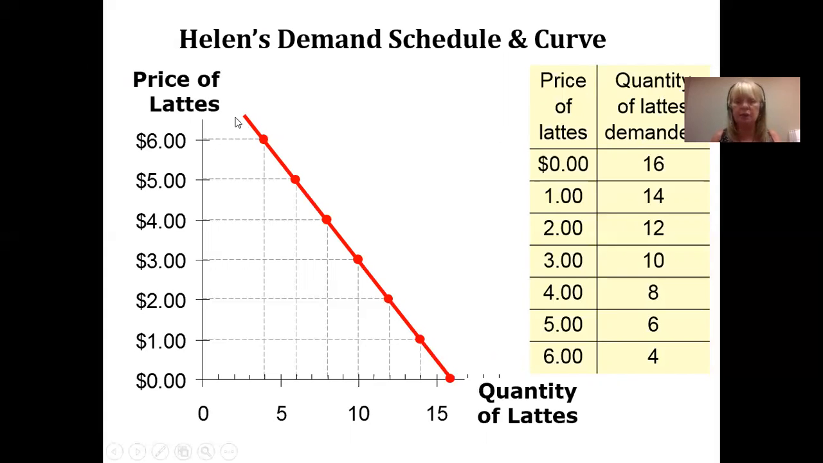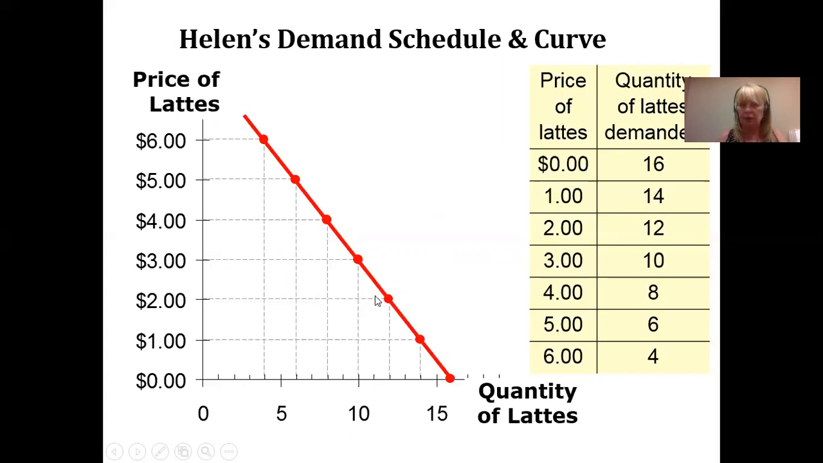Notice that the demand curve is downward sloping. When the price is high, it's going to be high on this vertical axis. Then quantity demanded is low, and so it's not going to go very far over on this horizontal axis. So it starts high on the left. But as price comes down, quantity demanded goes up. So we move down and to the right with each of these points. And so the demand curve will always be downward sloping.